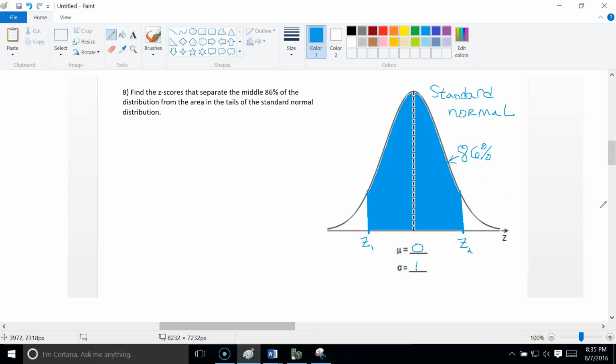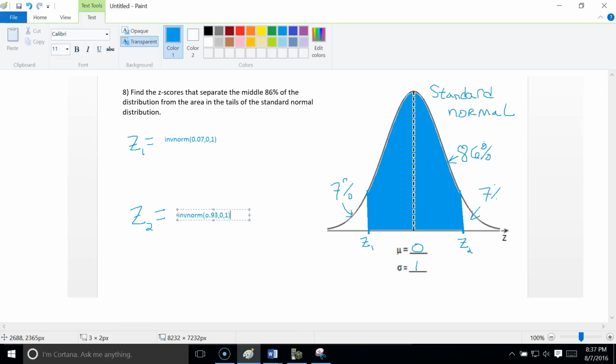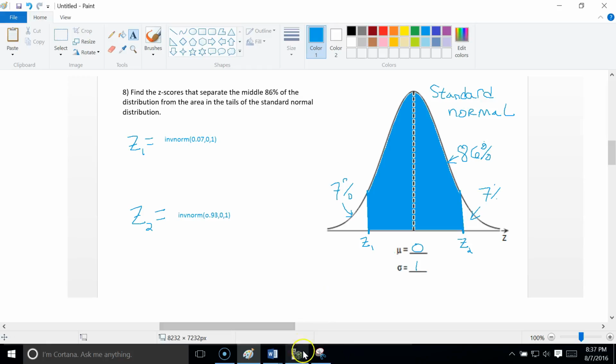If we examine this graph, we see that the two tails must add up to 14%. Which means that each one of these tails must be 7%. So, in order to find the value of z, we can employ the z inverse function. So let's go over here. Okay, so let's use our calculator to find these results.